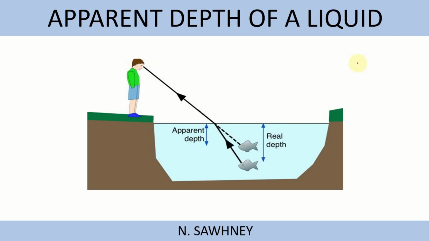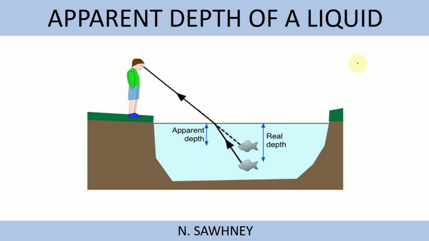As you can see from the figure, a person is looking at a fish. The real depth of the fish is much larger as compared to the depth of the fish which is appearing to that person. That means the apparent depth is less as compared to the real depth of the fish. Or in a generalized way, you can say that a water tank appears shallower or less deep than what it actually is. This is due to refraction of light.